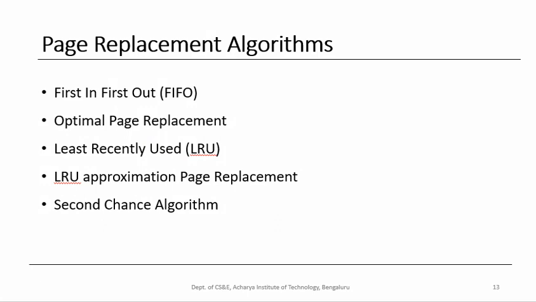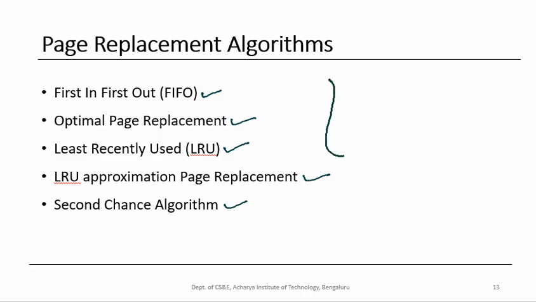Here I have listed several commonly used page replacement algorithms. The first one is the first in, first out, which is the simplest of all the page replacement algorithms. Then optimal page replacement algorithm. Then we have least recently used page replacement algorithm. An enhancement to that is least recently used approximation page replacement algorithm. Then we have second chance algorithm.